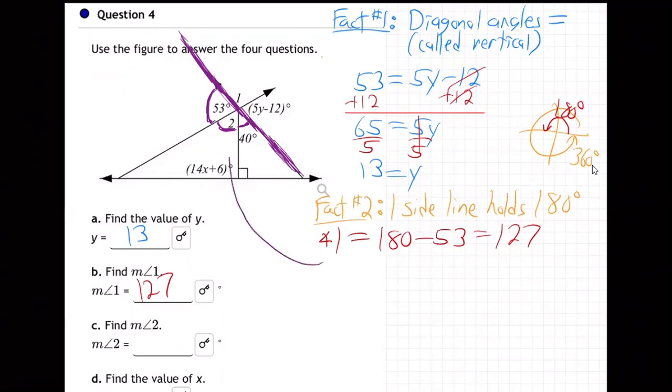So right there, angle 2 must be 180 minus the 53 and minus the 40. Is that making sense? Because those 3 are making one side of that purple straight line there. So 93, so it's going to be 87. So angle 2 is 87.